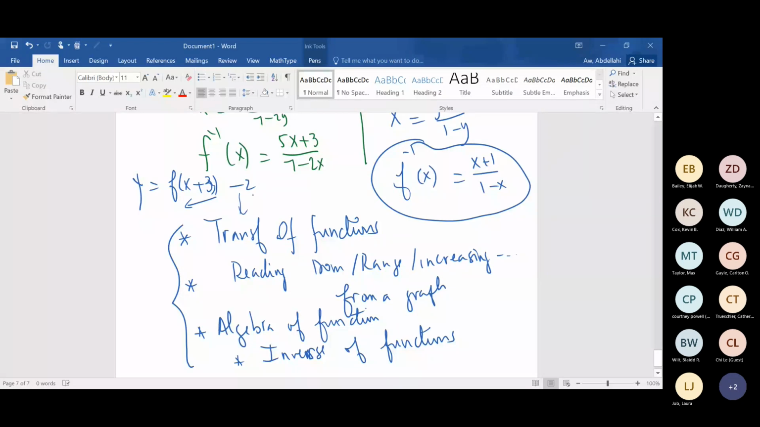For reading domain and range, I give you a graph, and from that graph you have to tell me what the domain is, what the range is, what interval of x where f is increasing, and what interval of x where f is decreasing. Algebra of functions probably asks you to add: I give you f and g and ask what is f plus g of 1, or what is f circle g of x. And inverse of a function is exactly what you did today. So that's going to be quiz number 2.